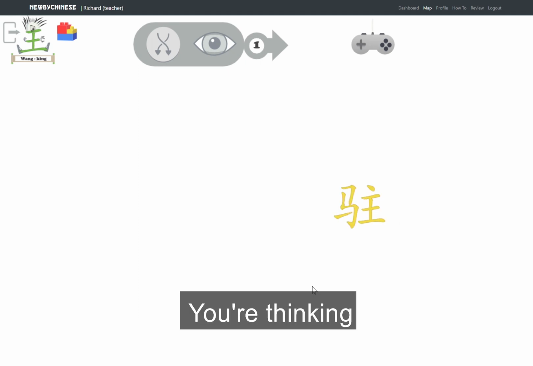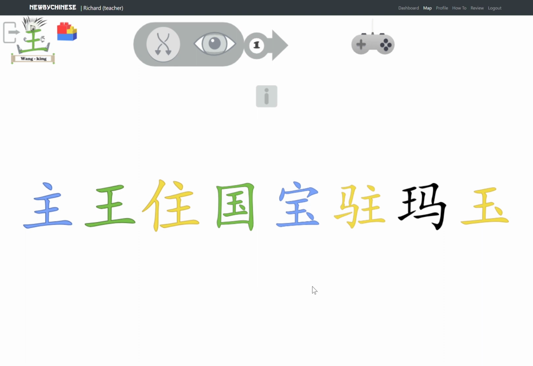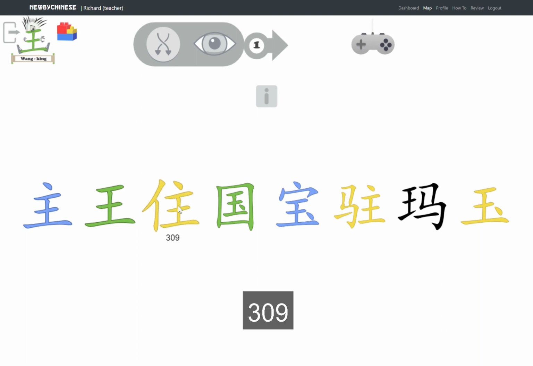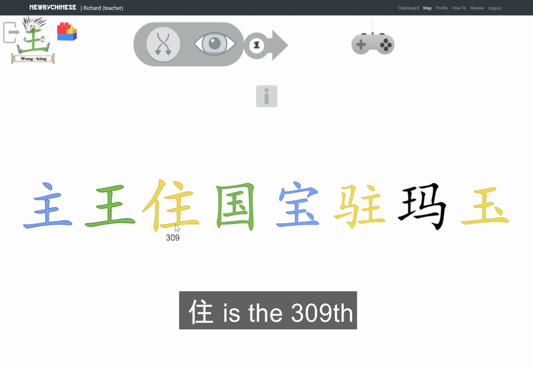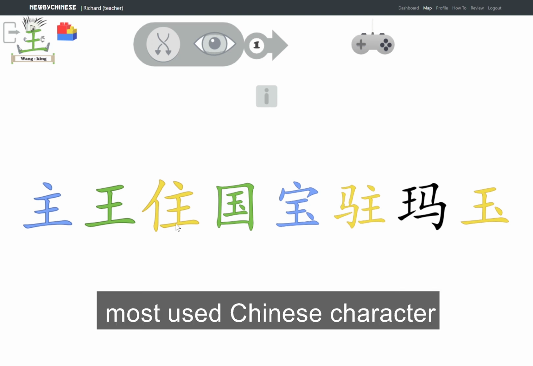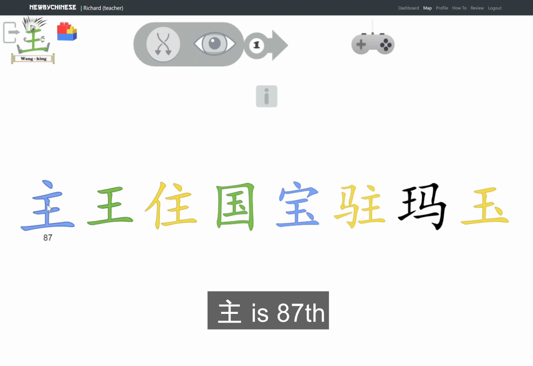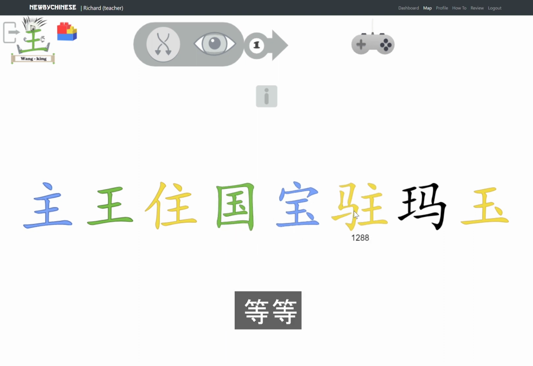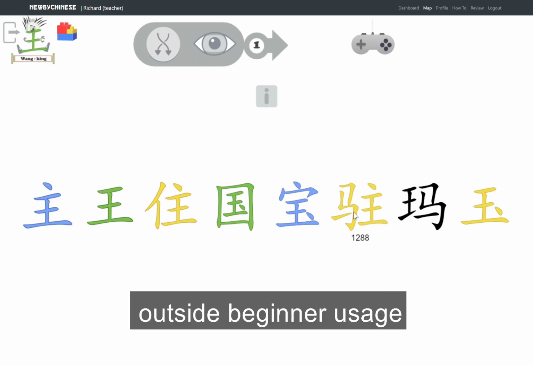Now, right about now, you're thinking, I'd never teach these characters in first class. But why not? These are the numbers. These numbers you can see below. So 309. So in a frequency analysis of Chinese characters, Zhu is the 309th most used Chinese character. Wang is 299. Zhu is 87. Bao is 811, Guo is 20, etc. So 1288, you might say that's a little bit of a far reach.